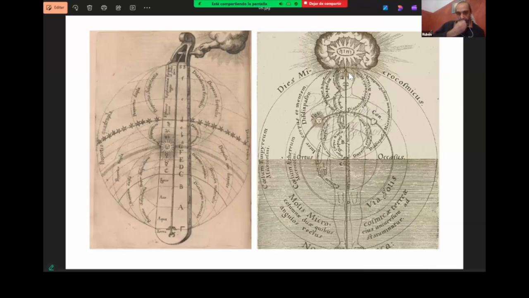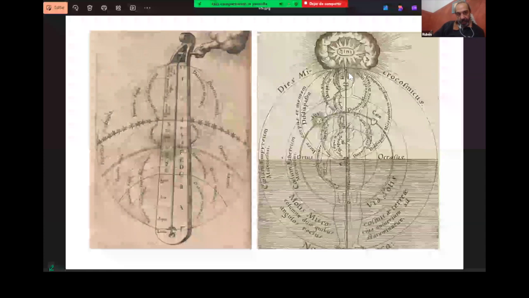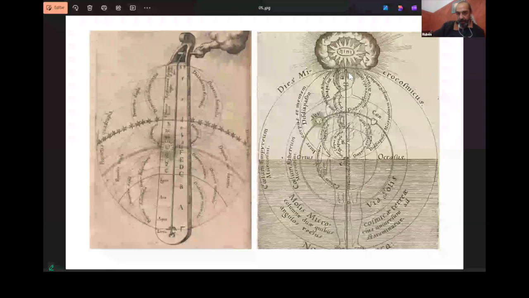These are two diagrams from the 17th century in which a physician compared the length of the monochord to the cosmos on one side and the human body on the other, to the whole bone structure and anatomy of the body.